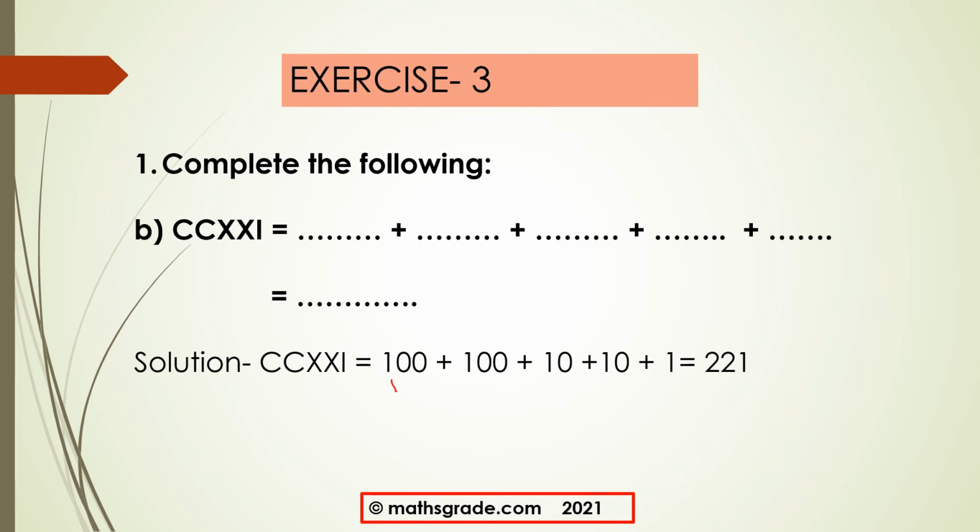C is 100 plus 100 plus 10 plus 10 plus 1. 100 plus 100 is 200. 200 plus 10 is 210. And 210 plus 10 is 220. 220 plus 1 is 221. So our answer is 221. The value of this Roman numeral CCXXI is 221.